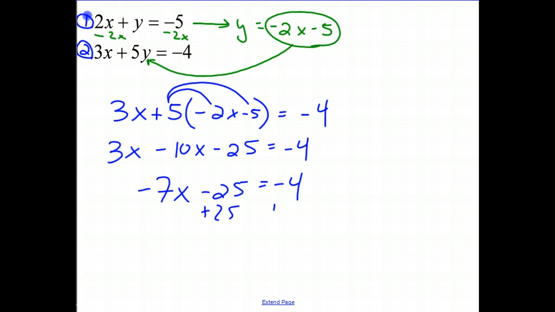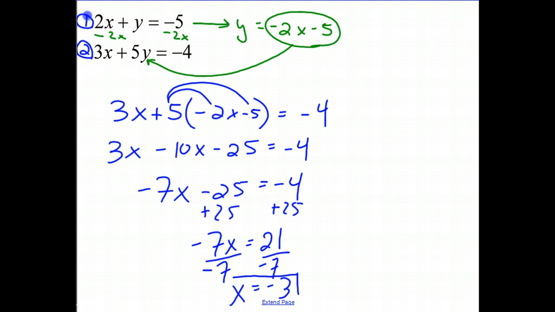We add 25 to both sides and divide by negative 7, leaving us with x equals negative 3. Now we have our x coordinate, but we always need a y coordinate. So in order to get the y coordinate, you can plug the x value into either one of the original equations. Again, I'm just going to pick equation number 1.